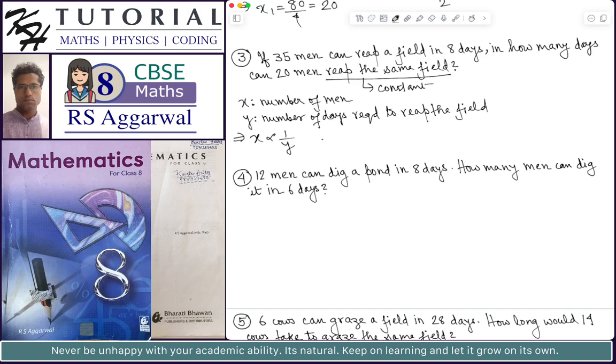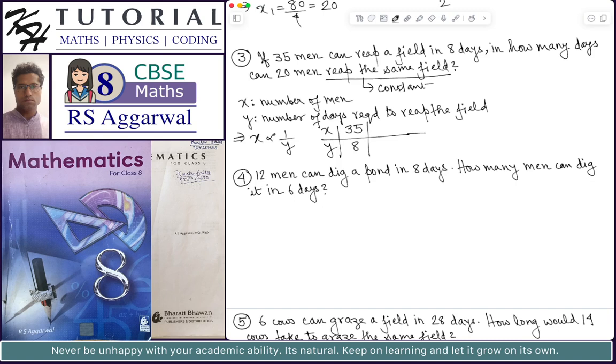So now we tabulate the data of x and y from the given problem, and we solve for the unknown. So we have x and y. It is given that 35 men can reap a field in 8 days. So we have the first corresponding values. 35 will be the value of x, and 8 days, so 8 will be the corresponding value of y.